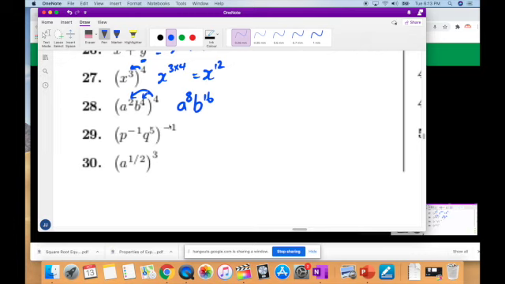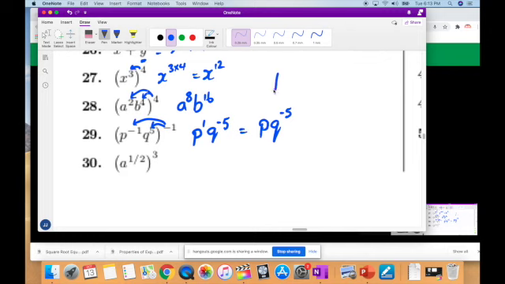Same thing over here, you multiply this negative 1 by negative 1. You also multiply the negative 1 by the 5. So I have p, negative 1 times negative 1 is positive 1, and then q to the negative 5. So it's p q to the power of negative 5.